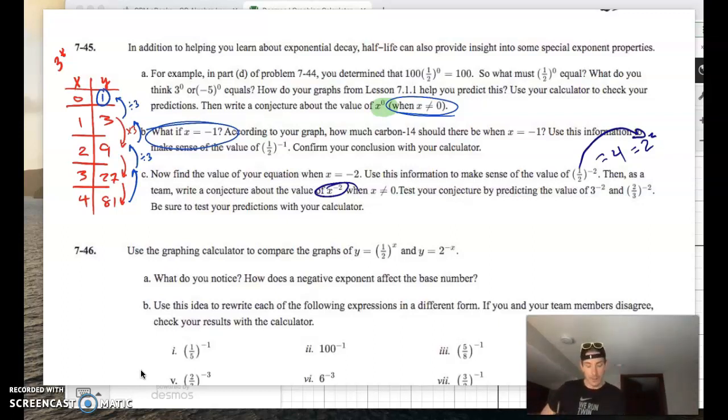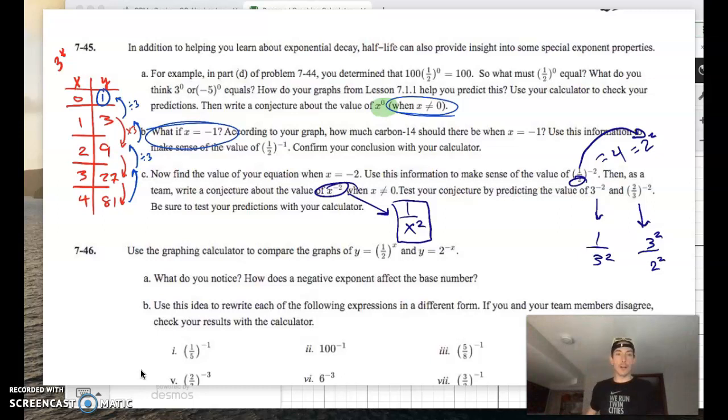It's like I took the denominator, made the exponent positive, and wrote it in the numerator. So I wonder if the same thing is true here. And it will be. I can do the exact same thing here. I can write this as 1/3 squared. But what about this one? Well, it works out this way. Okay?